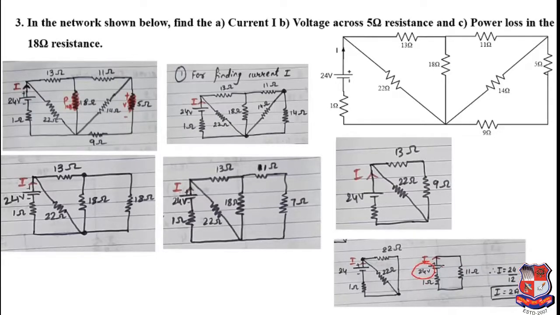So current will be V by R by Ohm's law. 24 divided by 12 will give us the current, that is 2 ampere. So we have found this current I. Now we have to find the voltage across the 5 ohm resistance. So now we will go for the voltage across the 5 ohm resistance. So let us begin.